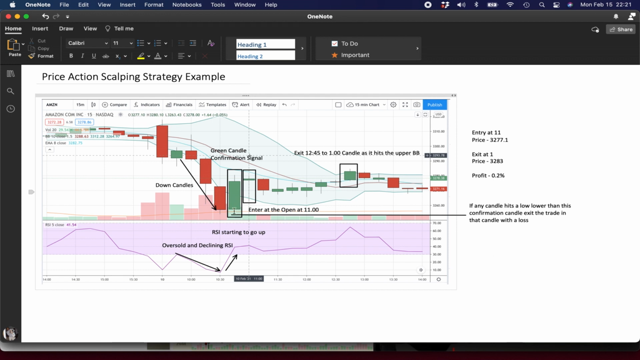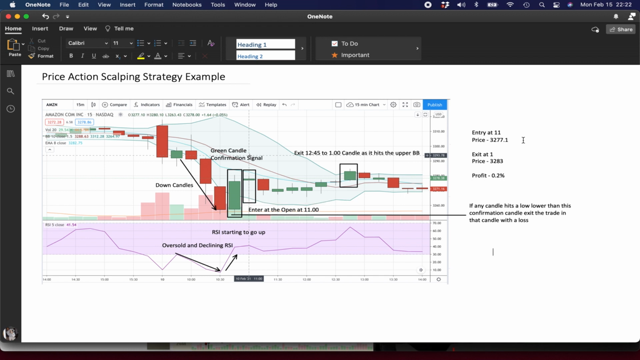So it happened from 10:45 to 11. Yes, 10:45 to 11. That's when this happened. So it's great. Now as per the rules, I blindly get into the trade at the next candle open. So from 11 to 11:15, as soon as the candle opens at 11, I buy the stock.